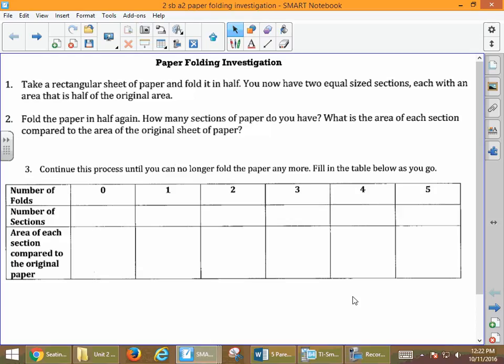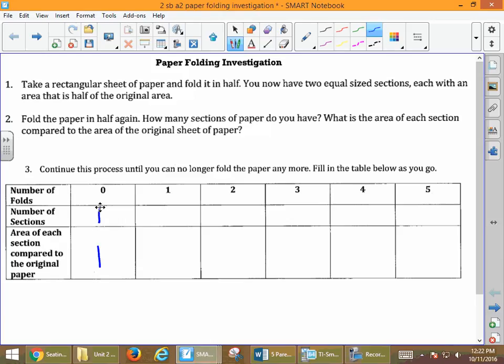And so first of all, what I just gave you, again, is just a piece of scrap paper. And it says, take a regular sheet of paper, and we're going to be folding it in half. But first of all, when we have just the regular sheet of paper, how many sections of this paper do we have? Well, we have one. We've got one piece of paper, and then it says area of each section compared to the original paper. Well, we haven't done anything to the paper yet, so we're going to have one there.